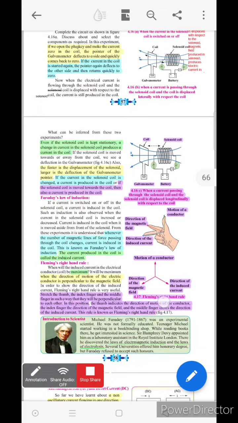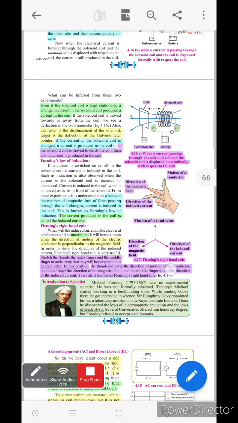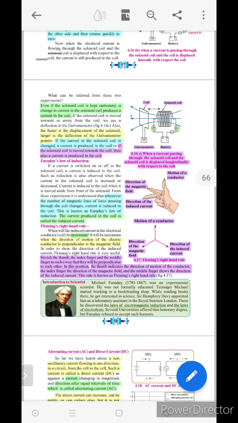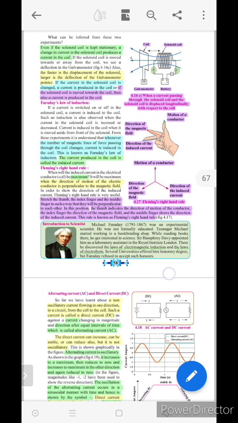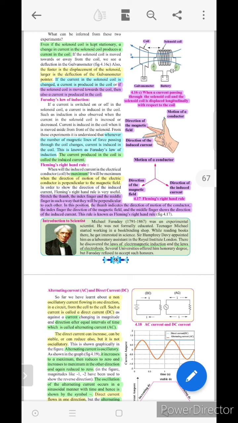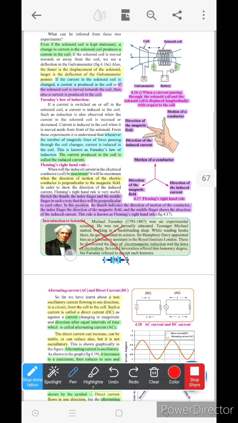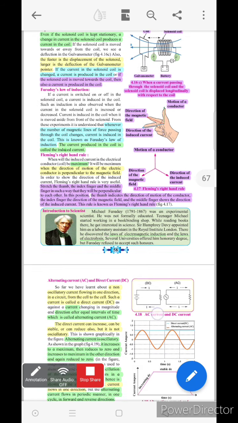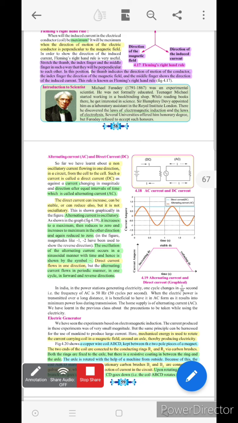Next, page number 58. Page number 58, the last topic at the bottom of the page, that is introduction to scientist. The topic is also removed. Now we will move on to the next page, page number 59.